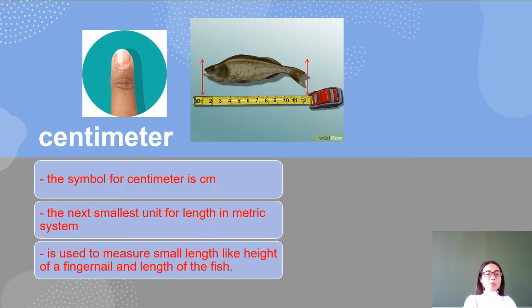Let's proceed to centimeter. The symbol for centimeter is cm, the next smallest unit for length in the metric system. Centimeter is used to measure small lengths, like height of a fingernail and length of a fish.